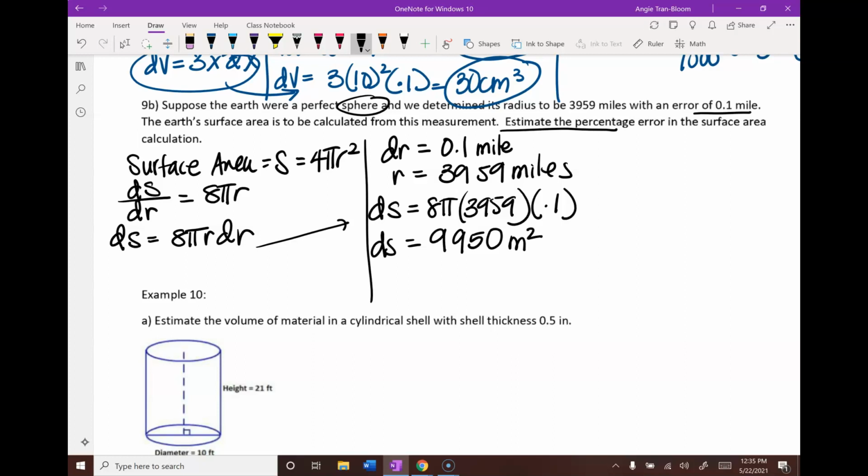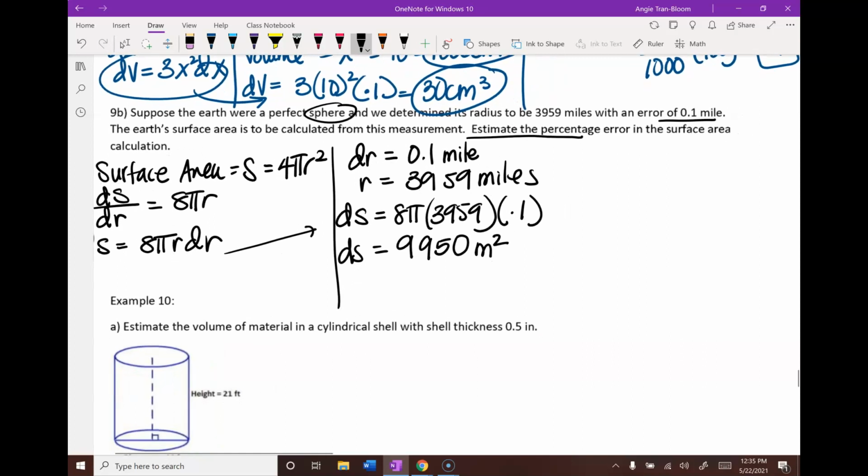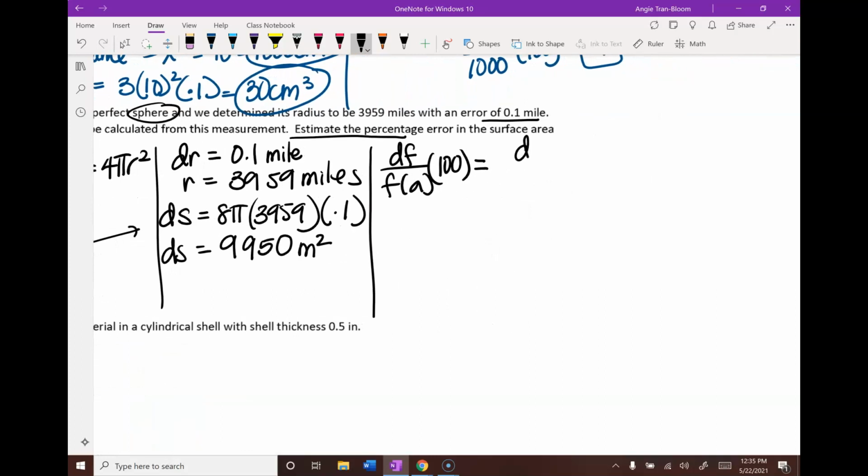Okay. Now it wants us again to estimate the percentage, and again we are going to use the same formula from your notes, which is df over f of a, and because it wants a percentage, we will multiply this by 100. We don't have f or f of a, we do have the change in surface area, over the surface area when the radius is 3959, and again multiply by 100 to get a percentage. We calculated dS already, which is this number. So that's going to be 9950.